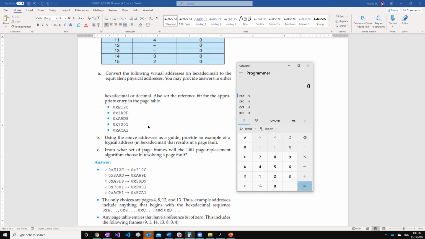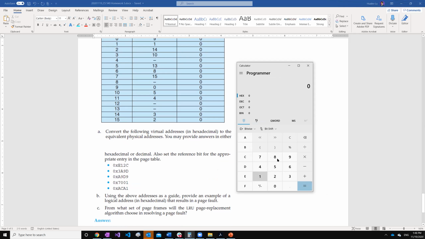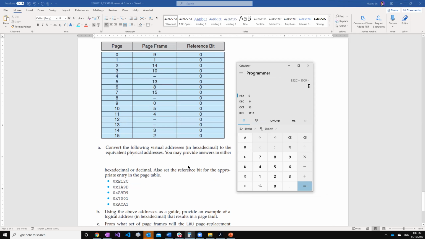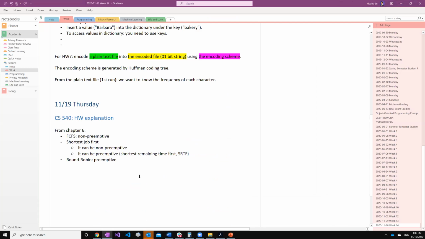Okay, guys, how can I calculate the address? What I got here is E1C. I want to divide it by this 1000, and I got this number E. What is this number? Maybe I should write this down. This is a logical virtual address to the physical address.